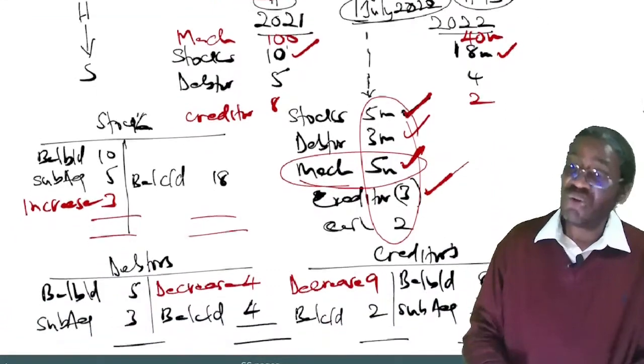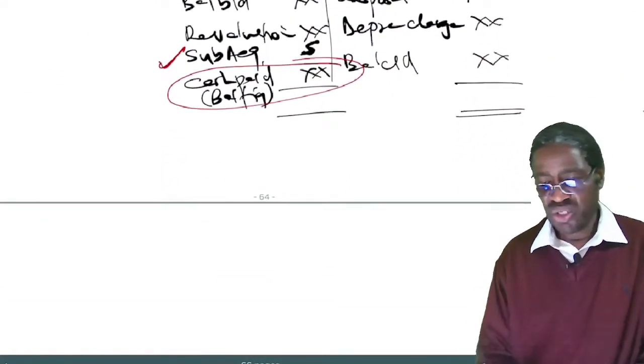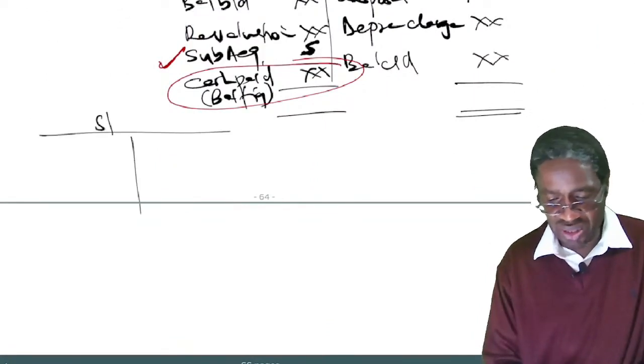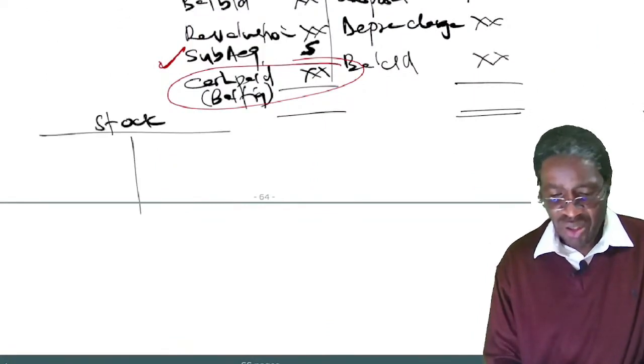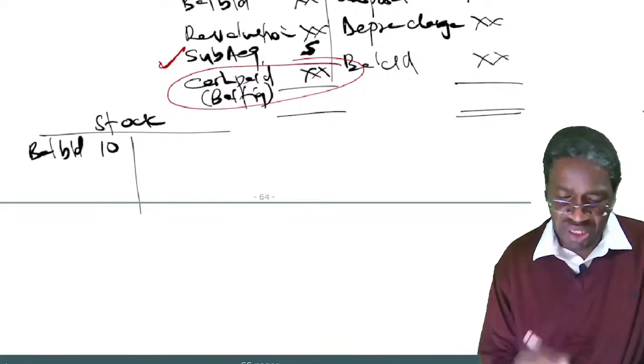Again, you will be required to analyze the stocks account. You will prepare the stocks account. You will bring down the stocks by the beginning of the year, which we are assuming to be 10 million.